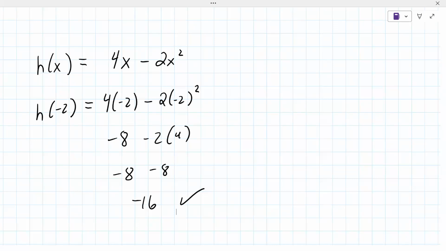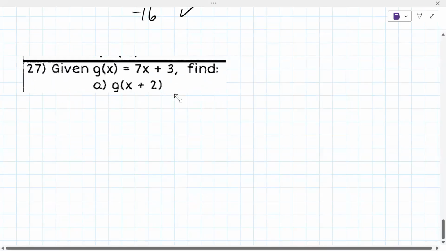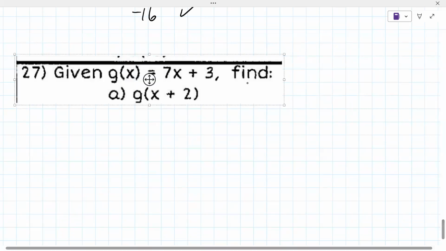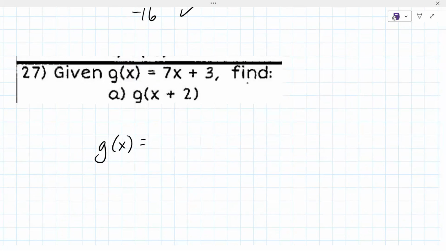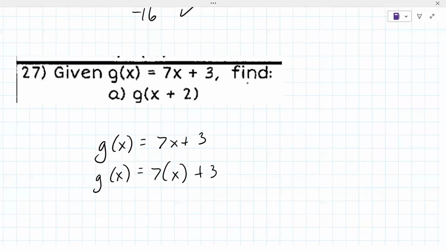No, I don't have any questions. Okay. So I saw this one on your review, and it does lead me to think we should briefly look at it. Sometimes it's not just a number that they want when you're evaluating the function. So g of x equals 7x plus 3. If you believe in what I've been trying to tell you, it's that you should put the variable in parentheses. Yeah, that's what I've been doing.